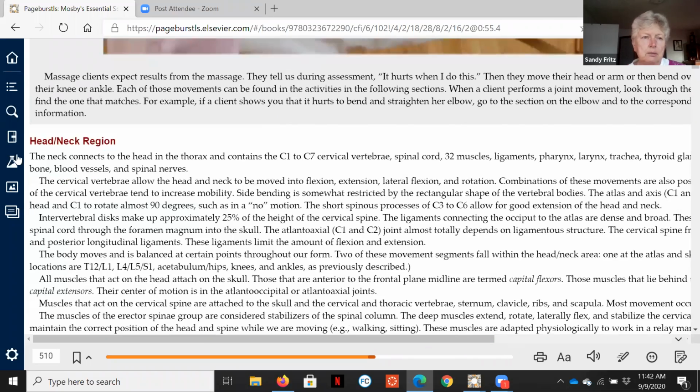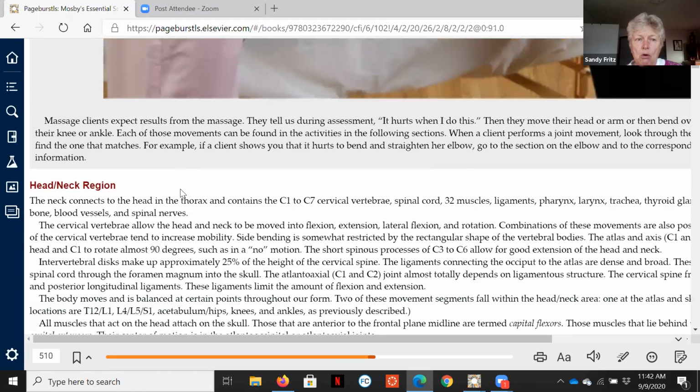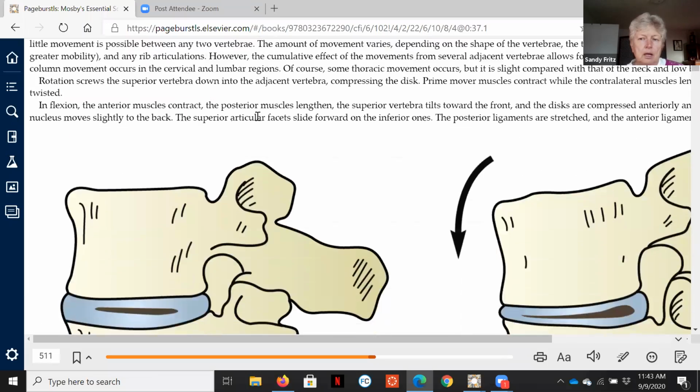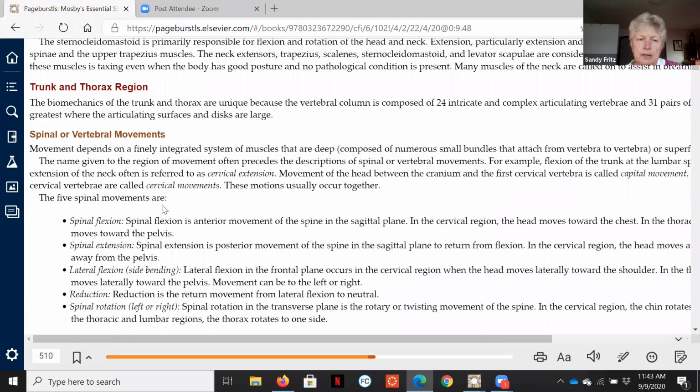And then we're going to get into an overview of each region. And so here's your head and neck region. And when you read through this, you know that you are starting to use all of your accumulated information from the previous chapters. So if you're reading through this and you encounter something you don't understand or you don't remember, then what you're going to want to do is back up and go find it in previous chapters.